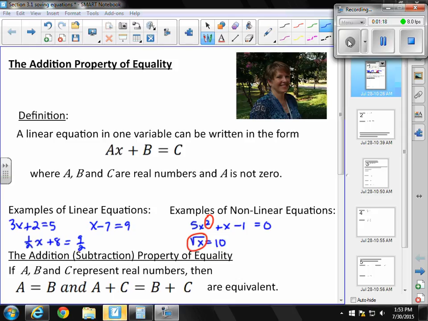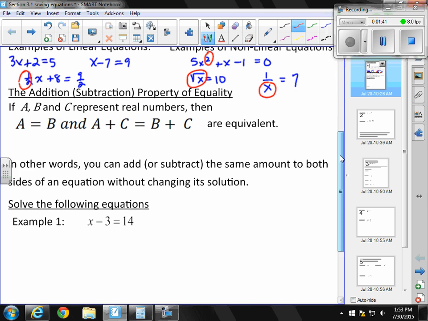And my third example in this video is going to be 1 over x equals 7. We can have fractions in our linear equations as long as the fractions involve real numbers in the denominator. If you have a variable in the denominator, that makes it nonlinear. We'll talk about the addition and/or subtraction property of equality next.